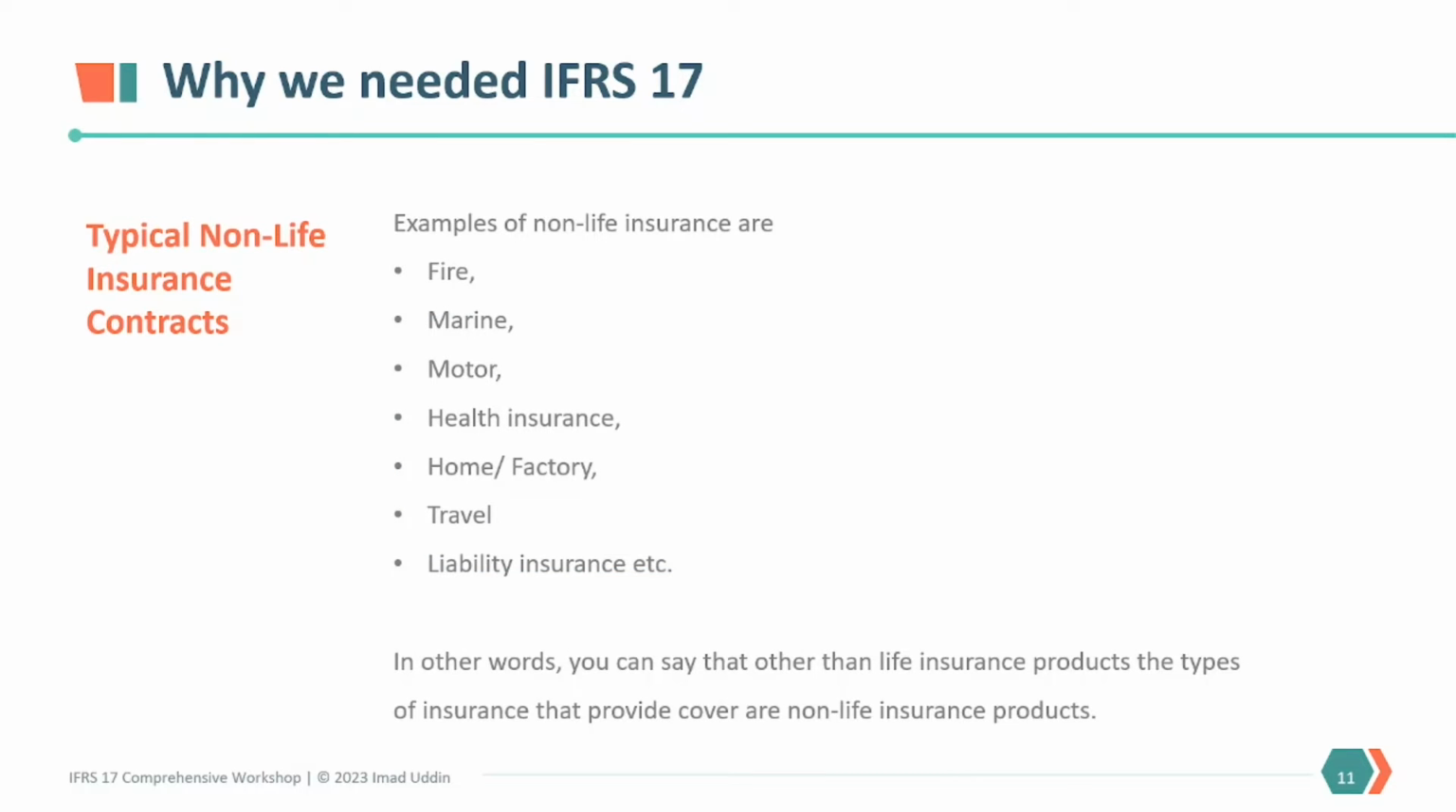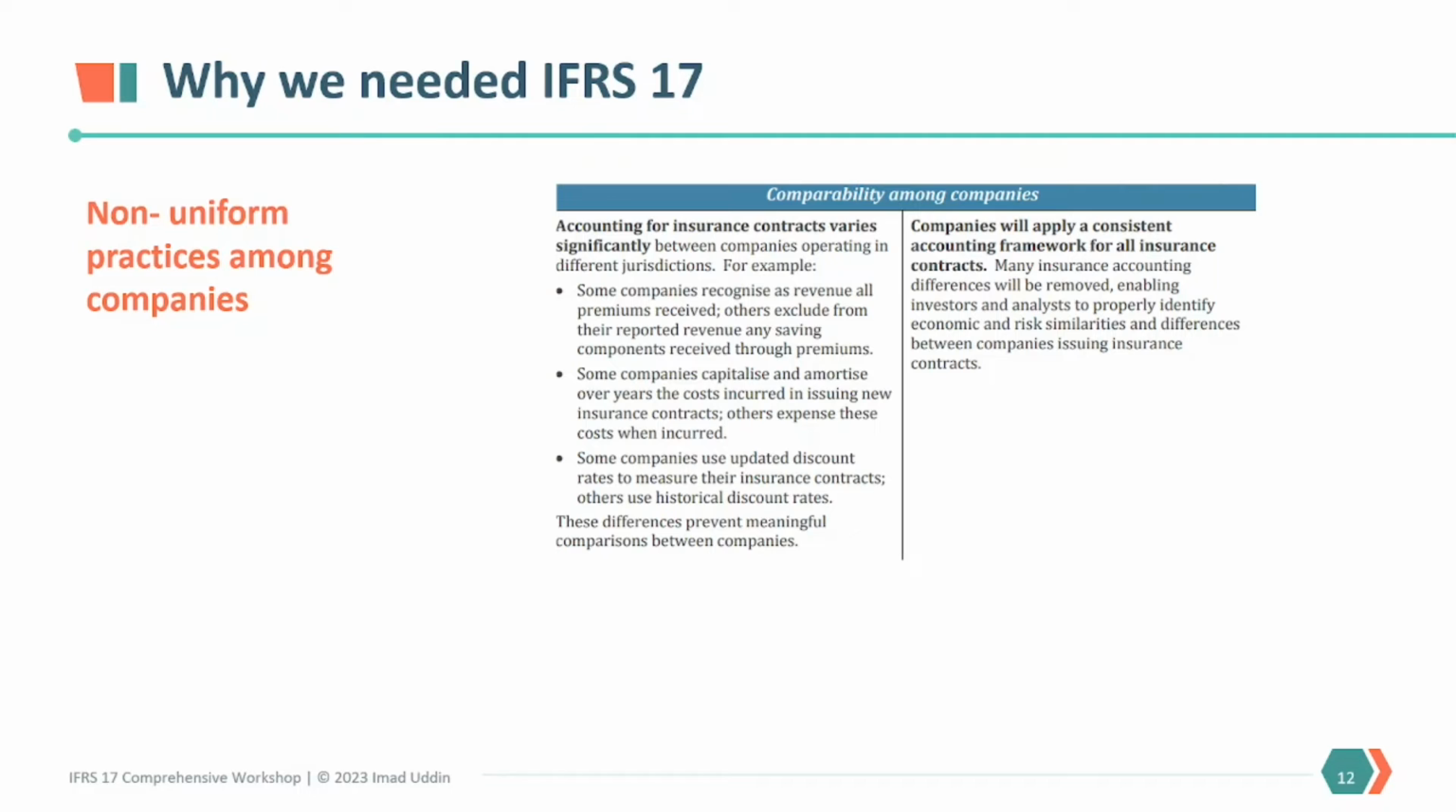So when we talk about non-life insurance, we can have fire insurance, marine insurance, motor, health, home, factory, travel, liability. IFRS 17 has specific models, specific frameworks for accounting for insurance contracts. There's a simplified framework called the premium allocation approach, which is normally used for general insurance contracts, because general insurance contracts tend to be less than 1 year.